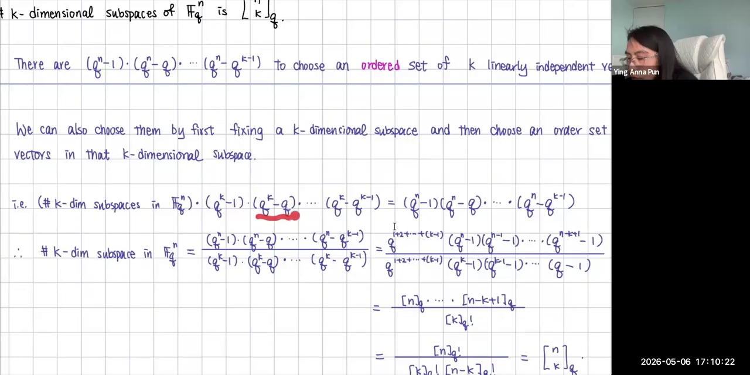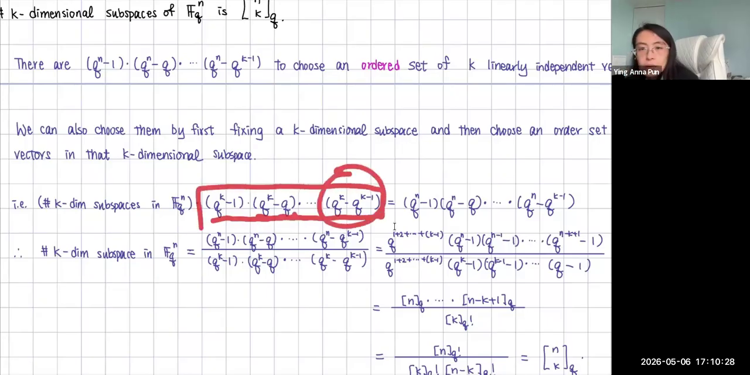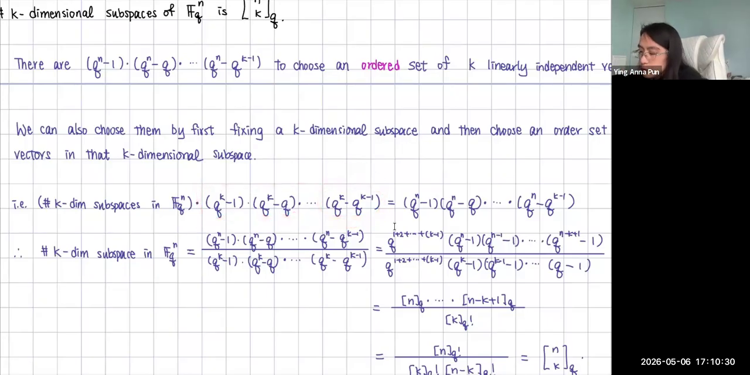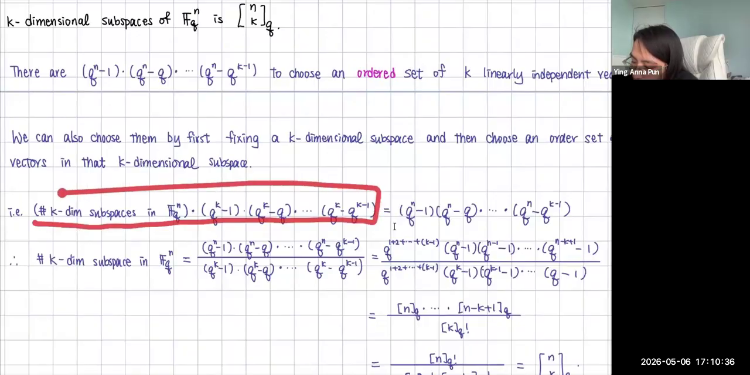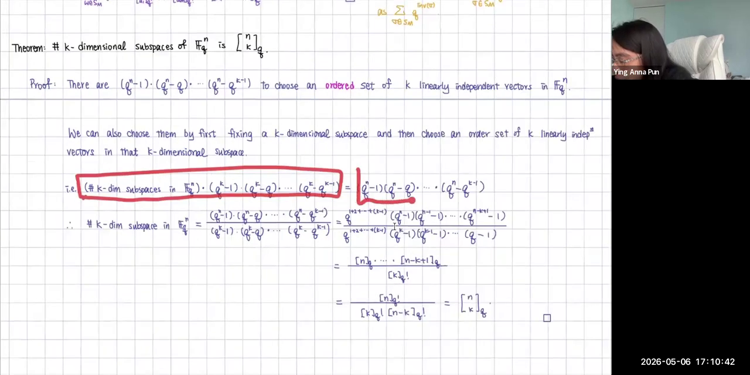And so you have q to the power k minus q choices, and so on and so forth, until you find the last one, right? So basically q to the power k minus q to the power k minus 1. So this is a way to form a basis in a k-dimensional subspace, and this comes every single way that you do it. We also have the other way.